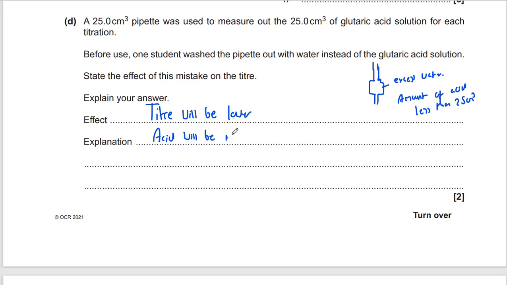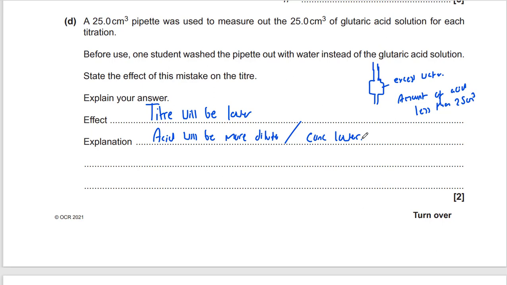So fewer moles, okay? They'll be more diluted because the excess water will take up some of the space in the pipette. So when you measure out 25, you'll think you've got 25 of acid, but actually you've got 24 of acid and 1 of water. That means only 24 of the acid are going to react. That will happen quicker and the titre will be lower. So because the acid is more diluted, the concentration is lower, you're going to get a lower titre.